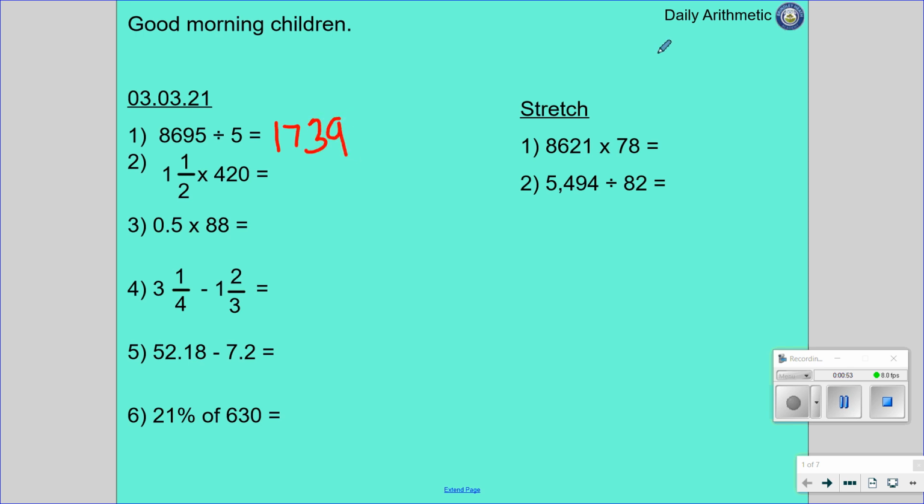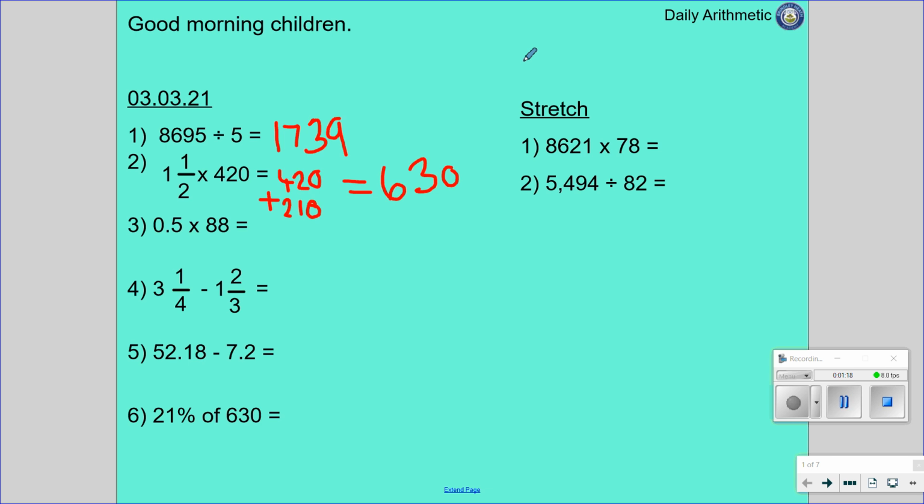Question 2, 1.5 times 420. Well, we need to know what 1 lot of 420 is, and 1 lot of 420 is 420. And we want to know what half of 420 is, which is 210. And then we want to add those two numbers together. And so the answer that we were looking for was 630.